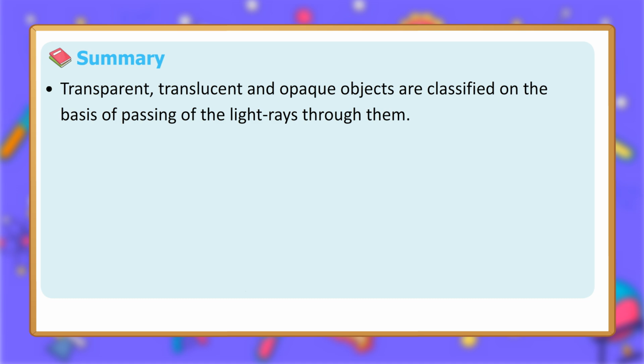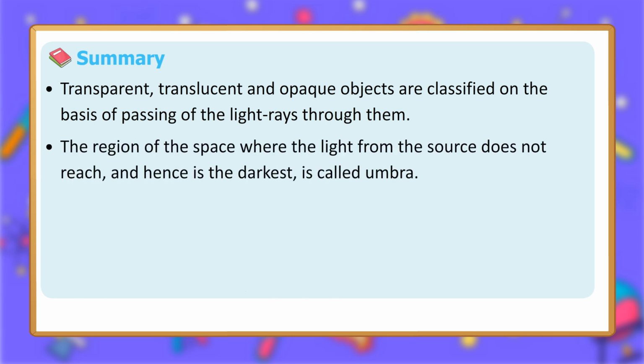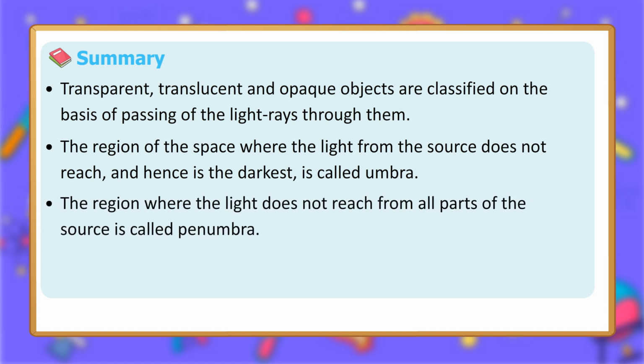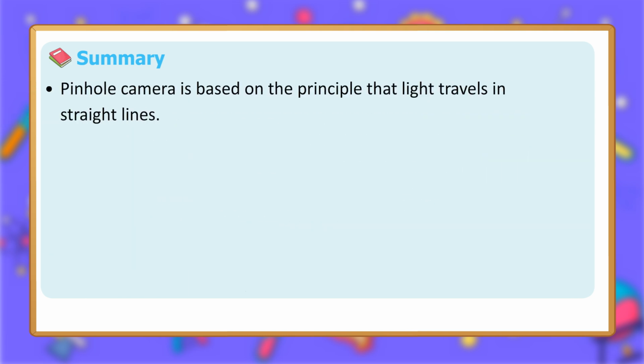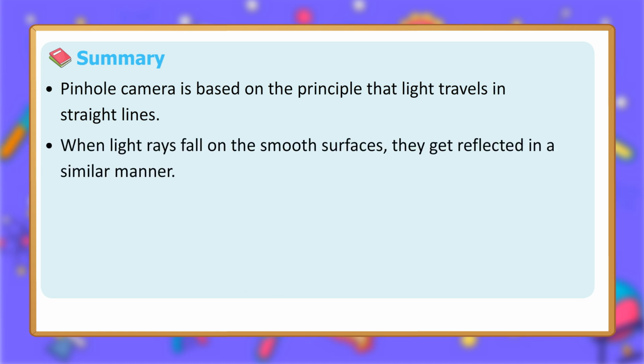Transparent, translucent and opaque objects are classified on the basis of passing of the light rays through them. The region of the space where the light from the source does not reach, and hence is the darkest, is called umbra. The region where the light does not reach from all parts of the source is called penumbra. Shadow is a dark patch formed behind an opaque object placed in the path of light. Pinhole camera is based on the principle that light travels in straight lines. When light rays fall on smooth surfaces, they get reflected in a similar manner.